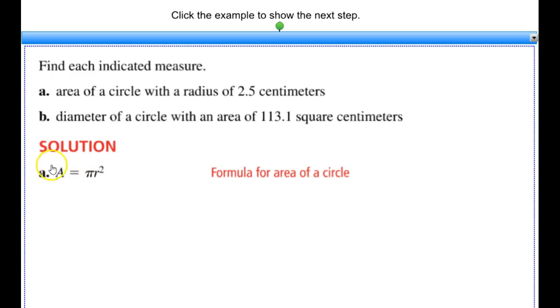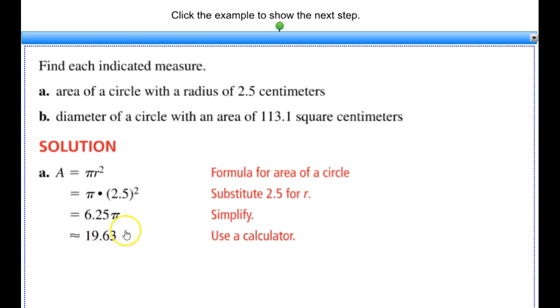So I go ahead and I use my area formula. Then I plug in that 2.5 for my radius, and then I square it and simplify. So I have 6.25 pi, or approximately 19.63. The big thing to always remember is make sure you're given the radius of your circle, because sometimes you're given the diameter, which you then just have to cut in half first before you can square it and find the area.